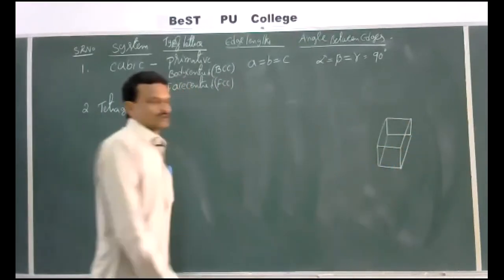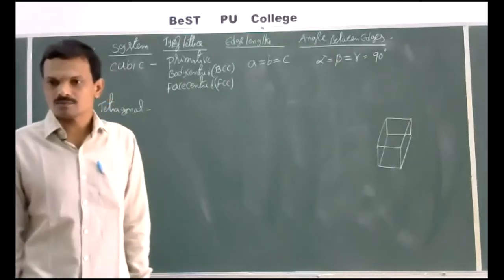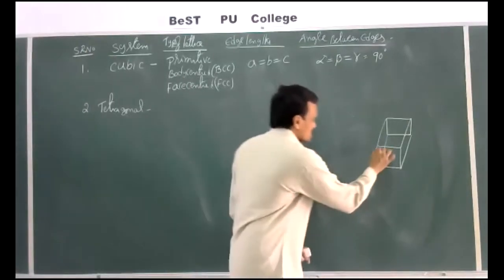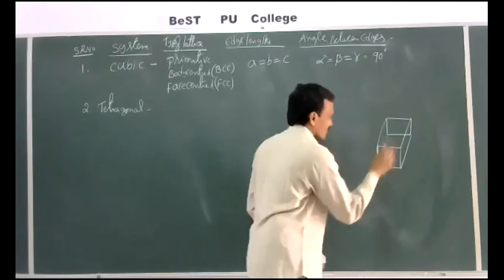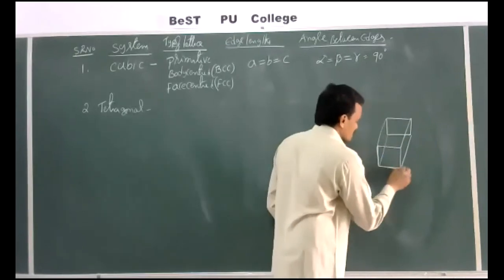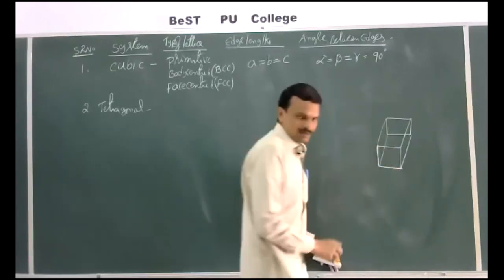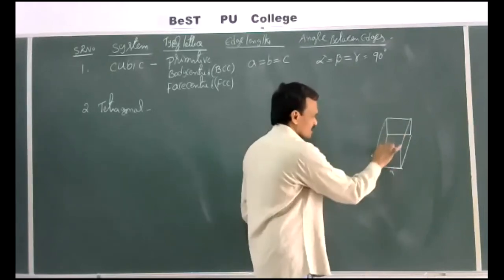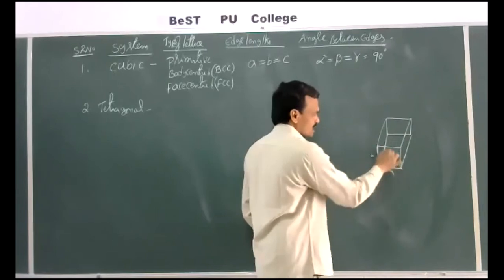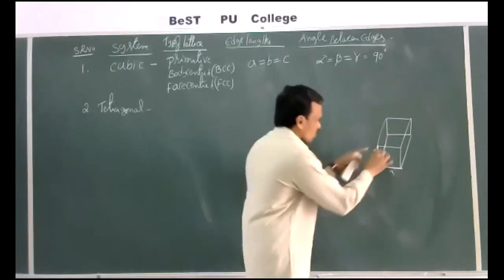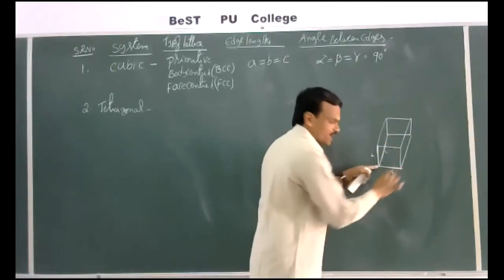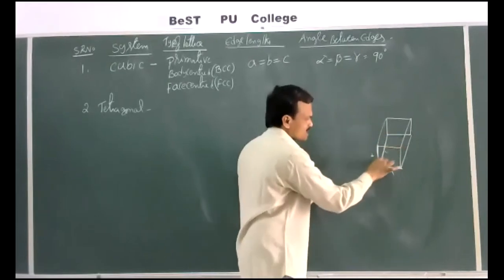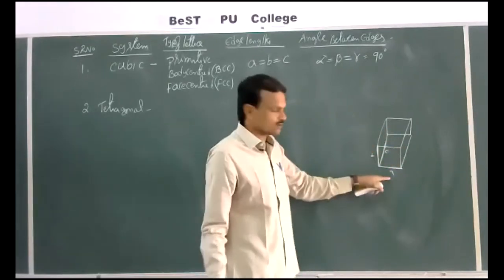So this is a tetragonal system. Here, this length as well as this length, both are exactly the same. So here A is equal to B. But what about this length? This is not equal to this one. Let us assume this is C. So two lengths are the same, A is equal to B, but this value of C is different from that of A and B.